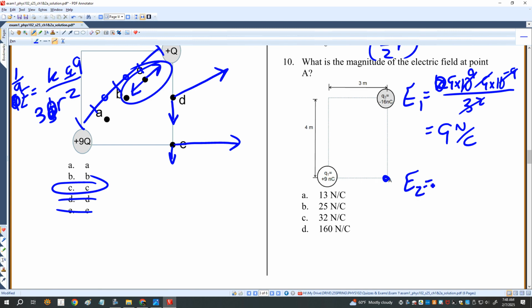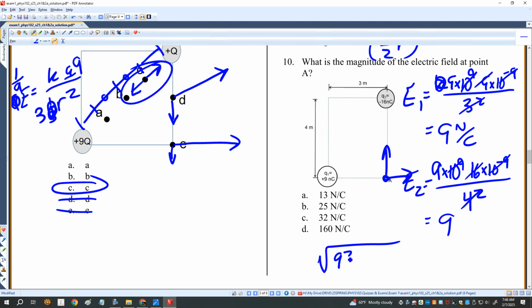E2 is 9 times 10 to the 9th, times 16 times 10 to the minus 9, divided by that distance, which is 4 squared. That's 9. Oh, so it's similar to what we had before. So I have 9 newtons per coulomb in that direction and 9 newtons per coulomb in that direction. To find the magnitude, I do the square root of 9 squared plus 9 squared. I think that's 13, right? Yeah, 13 newtons per coulomb.